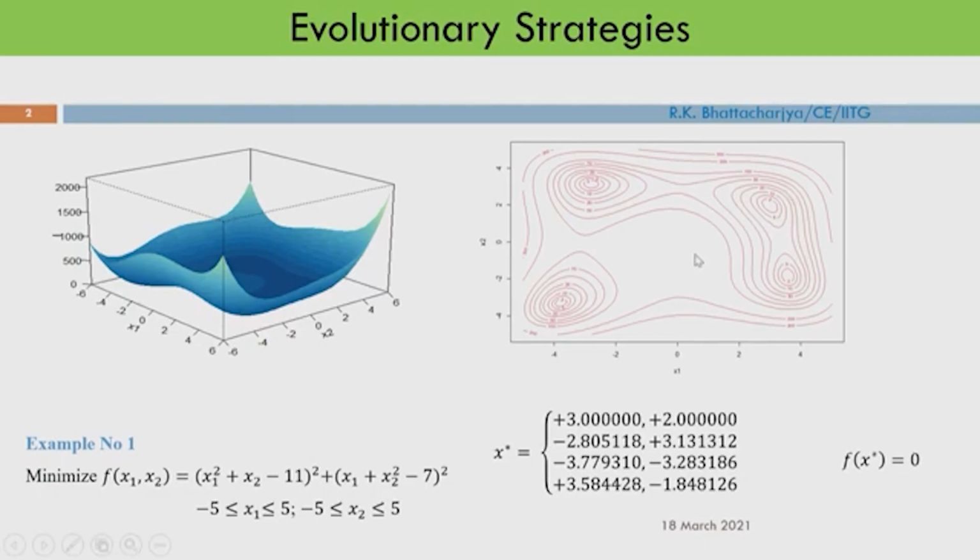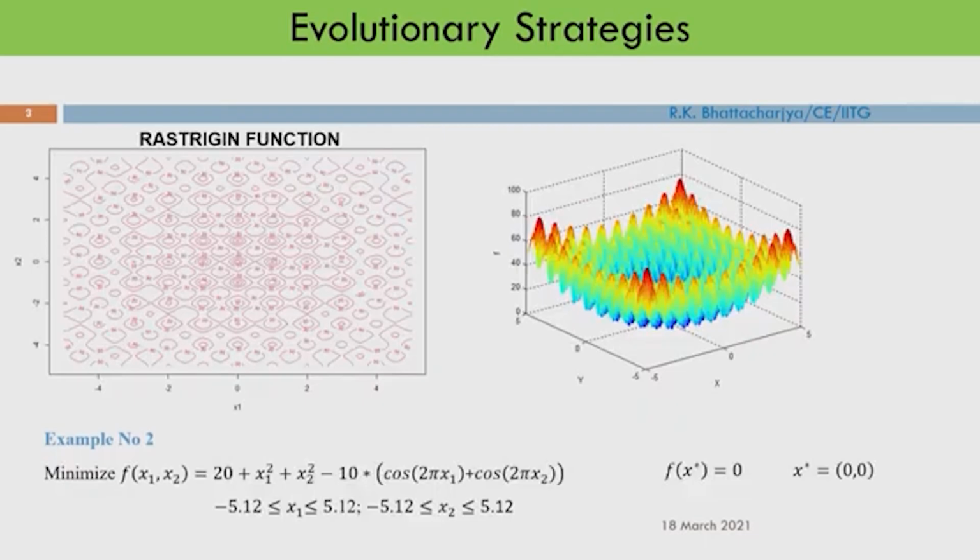There are 4 optimal solutions: one in the first quadrant, one in the second, one in the third, and another one in the fourth quadrant, and the function value is 0. That means these are all alternate optimal solutions. If you look at the second problem, this is a very complicated function.